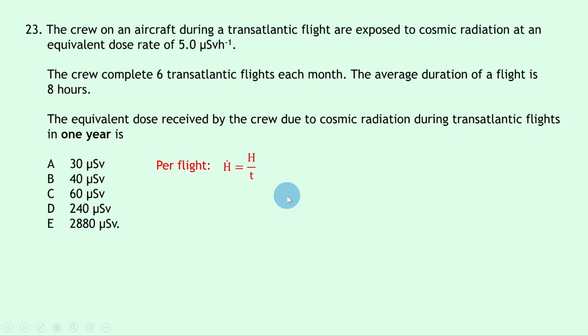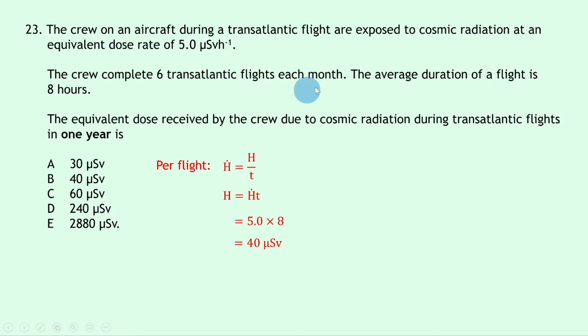So let's rearrange for H to get H equals H dot times t, and we can sub in our 5.0 microsieverts per hour, and we can see that our answers are all in microsieverts, so I'm going to leave the answer in micro here and just remember to put it in at the end. So I've got 5.0 times the 8 hours for the flight, which gives me 40 microsieverts. So for one flight, the crew receives 40 microsieverts.